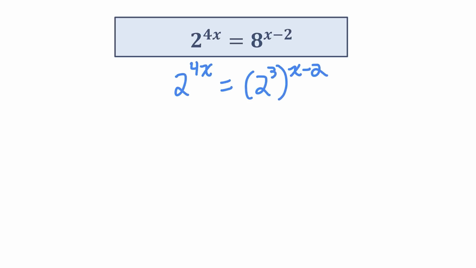On the right, I now have a power of a power. When you have two exponents on top of each other, you can just find their product. So it's 2 to the power of 3 times x minus 2. Make sure you distribute the 3 to the x and the negative 2 to get 3x minus 6.